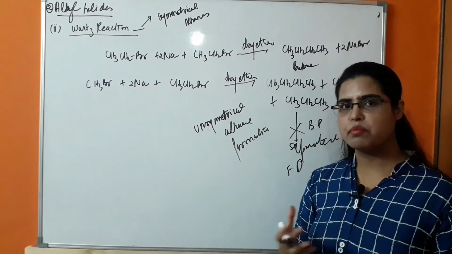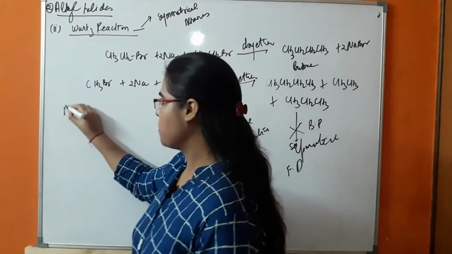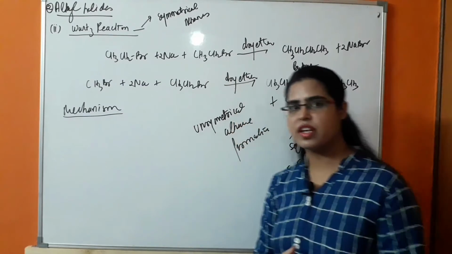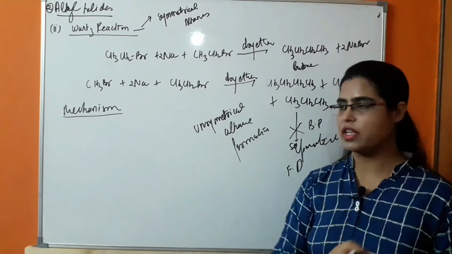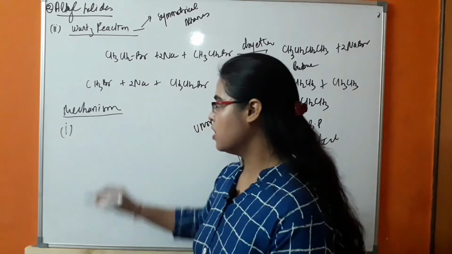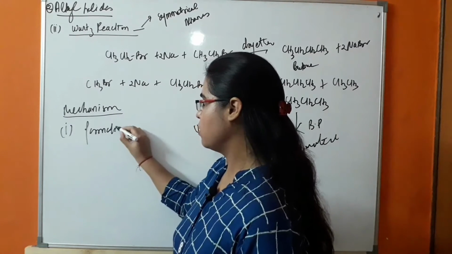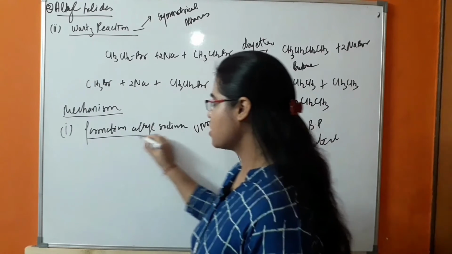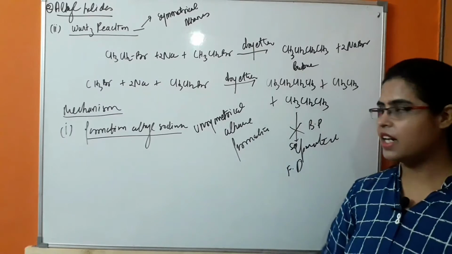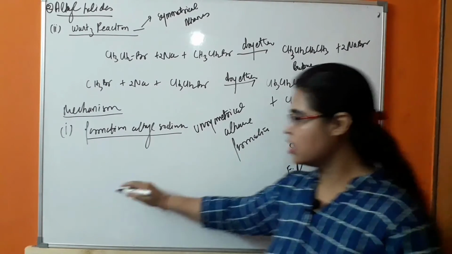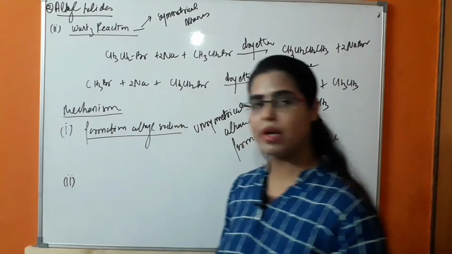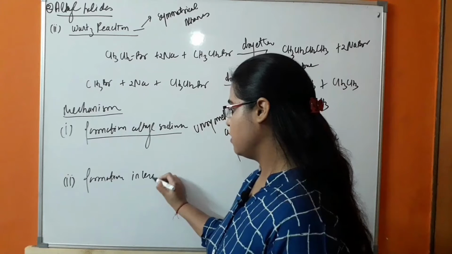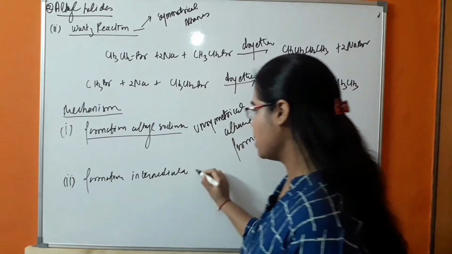Next, what is the mechanism behind the Wurtz reaction? The mechanism behind the Wurtz reaction takes place in two ways. First, by the formation of an intermediate, that is alkyl sodium. The second mechanism takes place by the formation of an intermediate, that is a free radical.